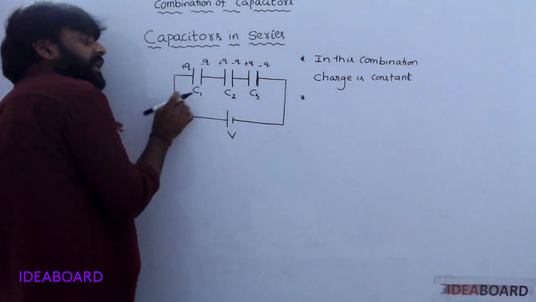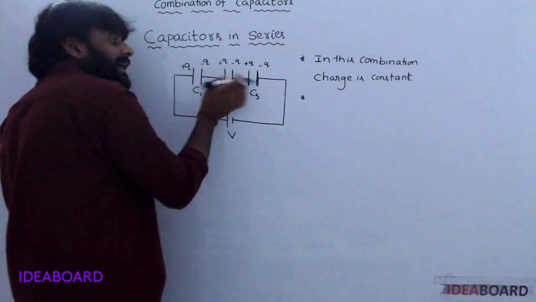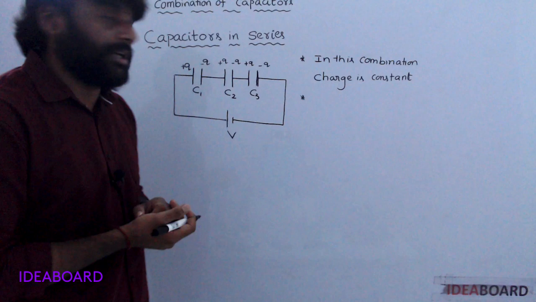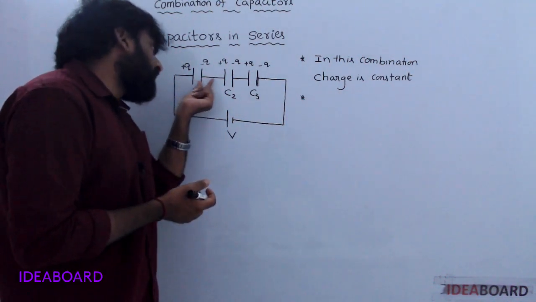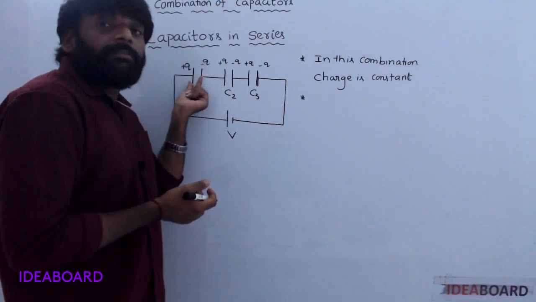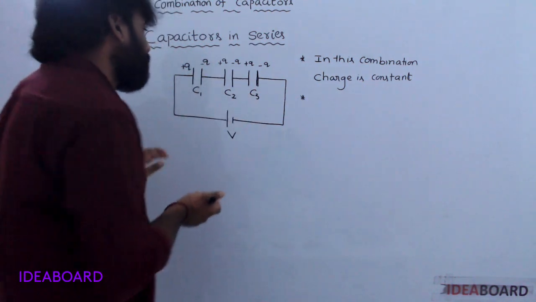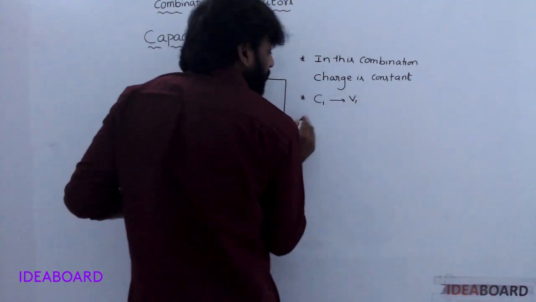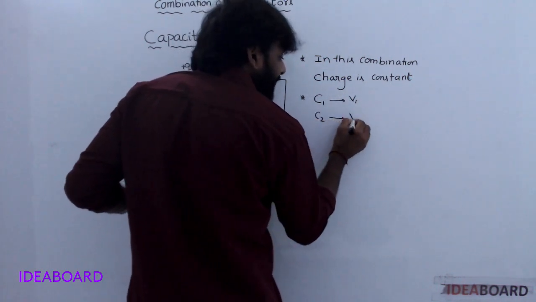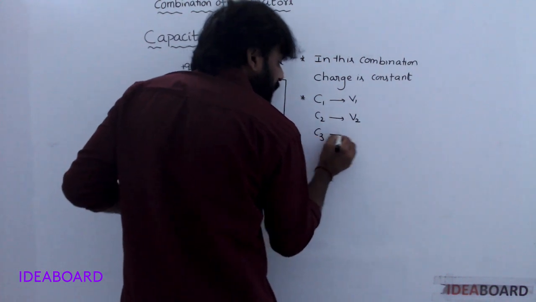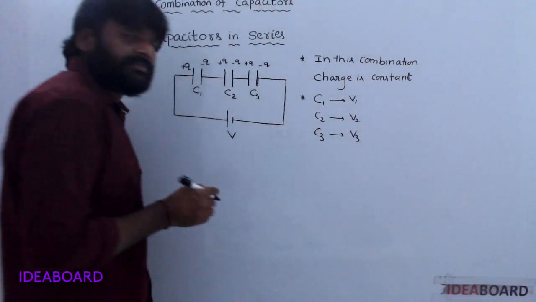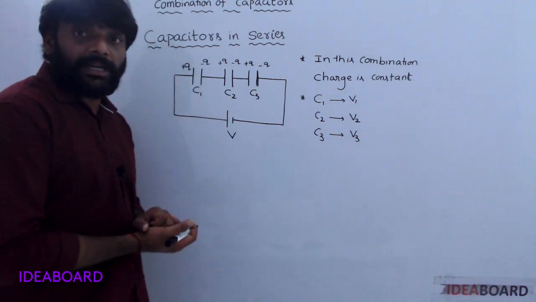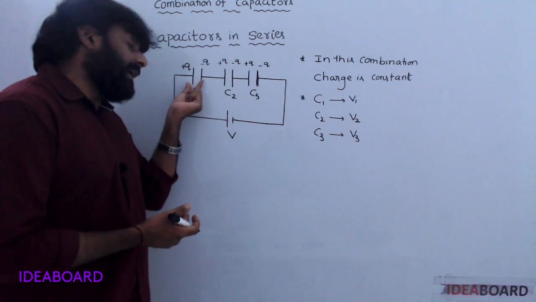Here the potential developed across the capacitors depends on their capacitance. In the first capacitor the developed potential is V1, in the second capacitor it is V2, and in the third it is V3. The potential developed across each capacitor depends on its capacitance.